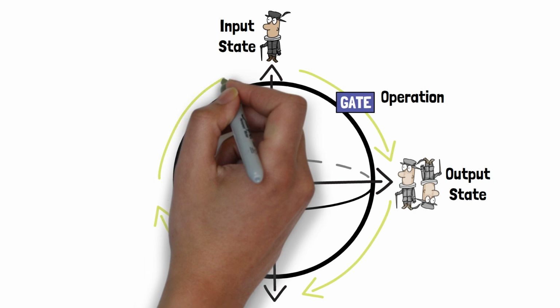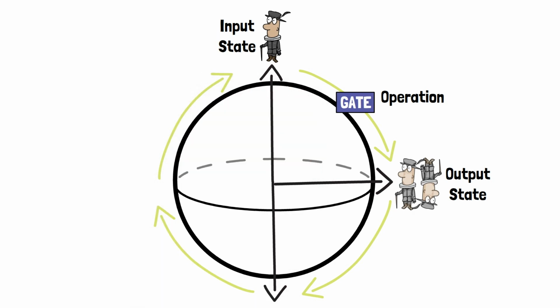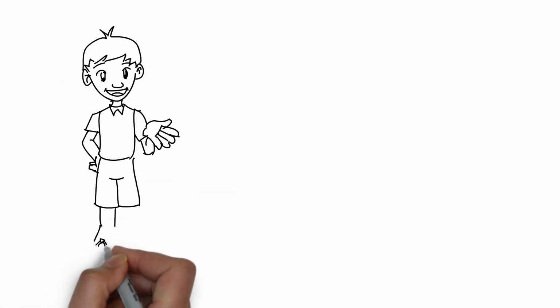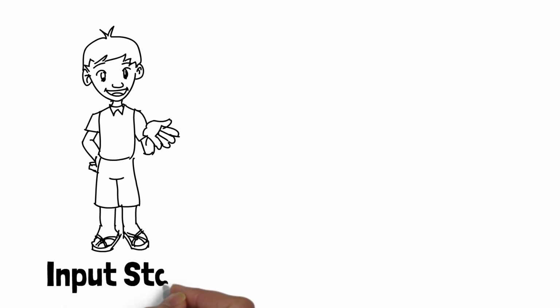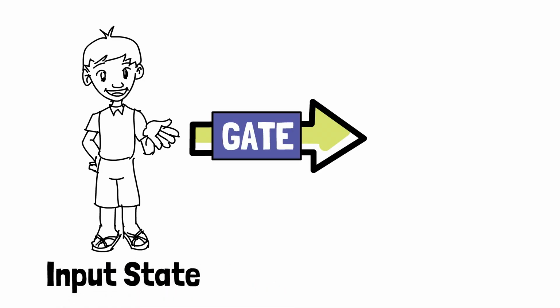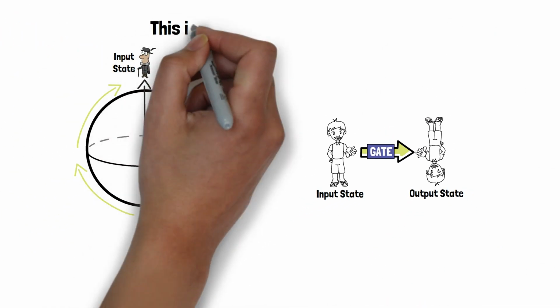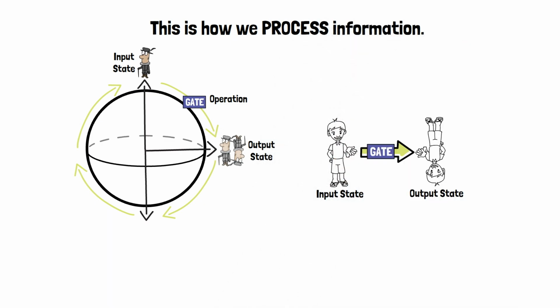Think of all the unique places you could visit. This is analogous to the many possible states of a qubit. In contrast, a classical bit, as we saw in the last video, can have an input state of 0 or 1 and can only be flipped or rotated 180 degrees to get to the output state of 1 or 0. So, all in all, operating on a qubit with gates is how we process information.